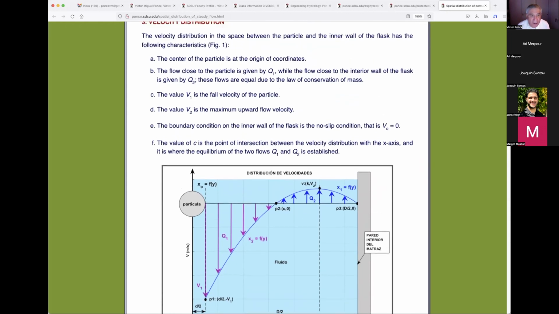So what do we have in here? We have the center of the particle at the origin. The flow close to the particle is given by Q1, this Q1 in here, while the flow close to the interior is Q2. These flows have to be equal, not the areas, mind you. It's not an area, it's the flow. The flows are equal due to the law of conservation of mass.